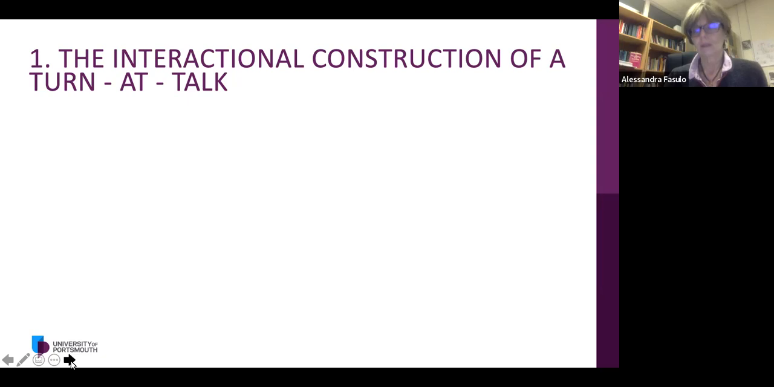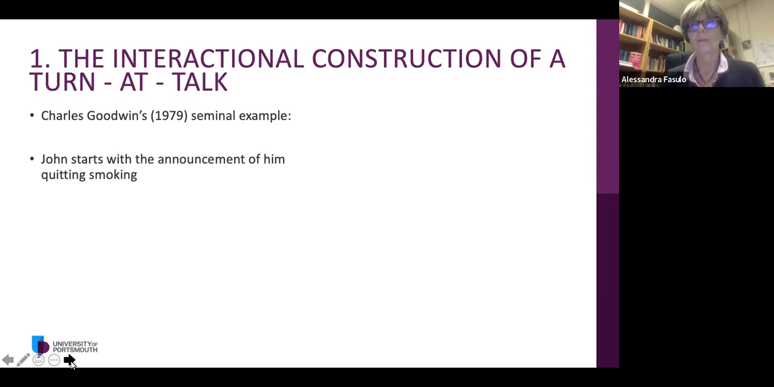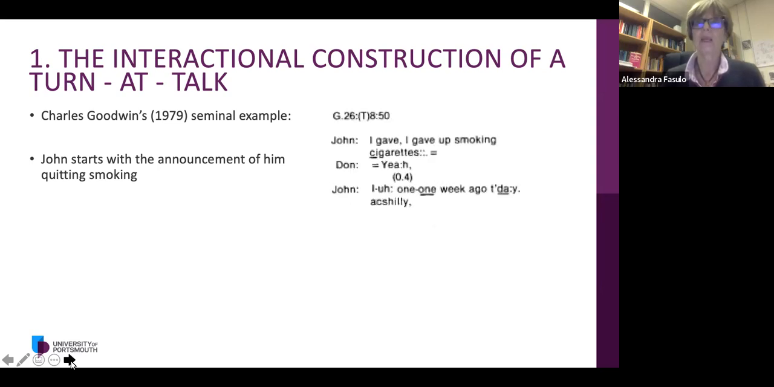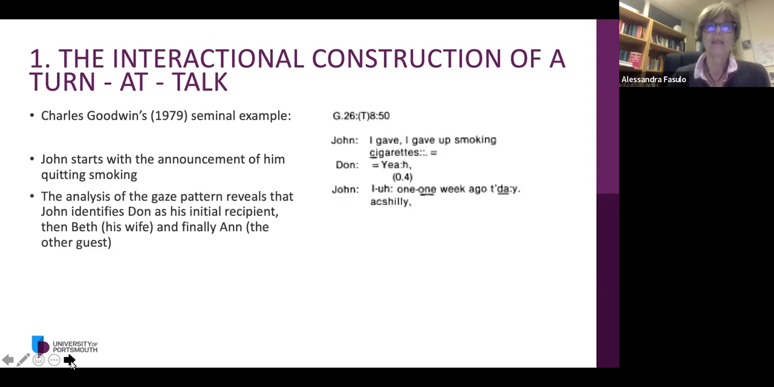I want to use the first example, illustrated by Charles Goodwin in 1979, mind you. We have two couples. John and Beth are hosting this dinner with Don and Anne. During this dinner, John starts announcing that he's quit smoking. He says, "I gave up smoking cigarettes." And Don goes, "Yeah." And John continues, "I, one week ago today, actually." What's going on here?